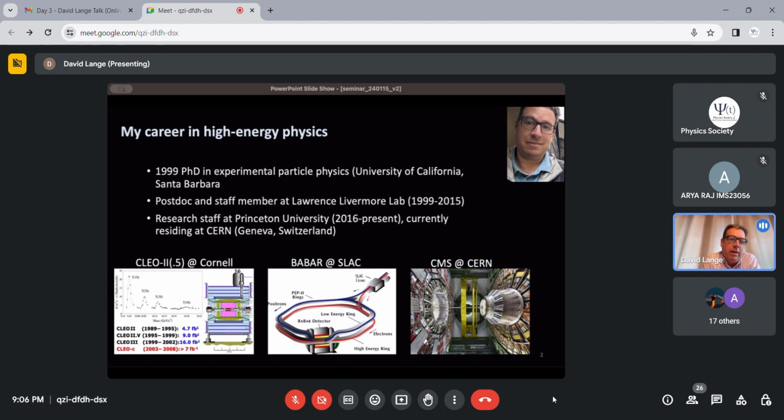Before I came to Princeton, I got a PhD in experimental particle physics from the University of California in Santa Barbara. I then went on to be a postdoc and eventually staff member at Lawrence Livermore Lab during basically 15 years. The diagrams at the bottom are often the way we talk about our careers in high energy physics, that we move from one facility to another as different experiments become the state of the art experiments. And I have worked at the CLEO experiment at Cornell, the BaBar experiment at the Stanford Linear Accelerator Center, and now the CMS experiment at CERN. And I'll talk a bit more about what these are as I go on.